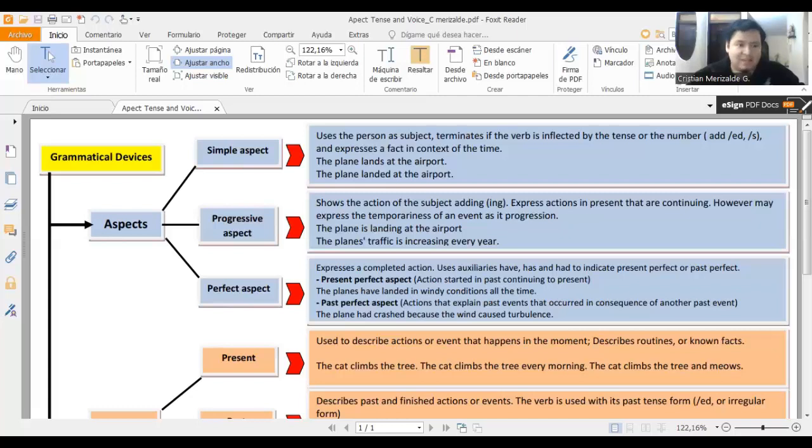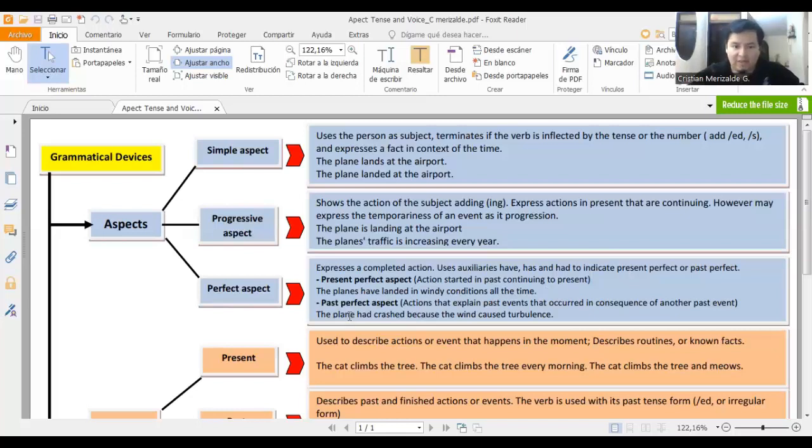The next is the perfect aspect. This expresses a complete action and uses auxiliaries like have, has, and had to indicate present perfect or past perfect tenses. Let's analyze one example in present perfect aspect. When the action starts in the past and also continues to the present, that is the present perfect aspect. For example, the planes have landed in windy conditions all the time. We are describing with this aspect something that is happening from the past and is continuing to the present.